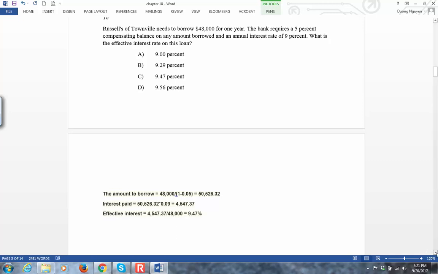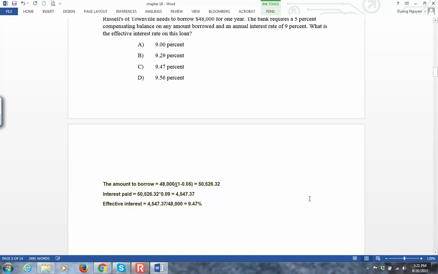The amount of the loan is 48,000 and the amount of interest is 45.47. So the real interest is 45.47 over 48,000, which is 9.47%. So obviously it's higher than 9%, because of the 5% compensating balance.